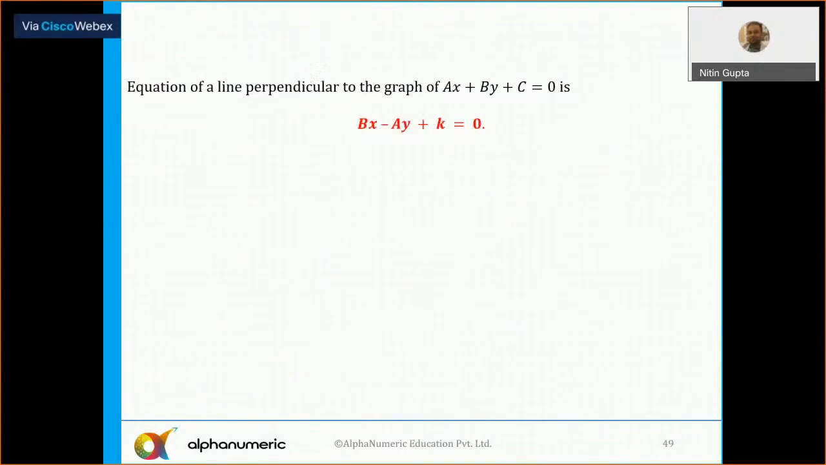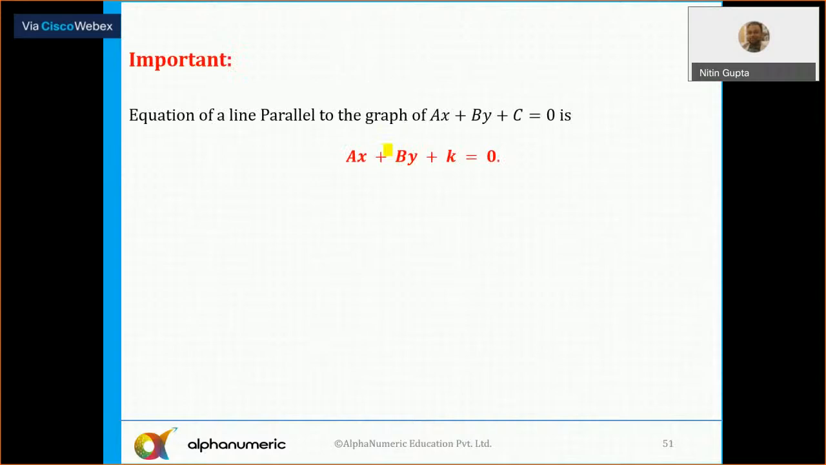All right. Now, equation of a line which is perpendicular to ax plus by plus c equal to 0: you can simply interchange the b and a and put a minus sign in between them. And of course, the constant term will get changed. So the equation of a line perpendicular to the graph of ax plus by plus c equal to 0 is bx minus ay plus k equal to 0. The equation of a line which is parallel to it is ax plus by plus k equal to 0.